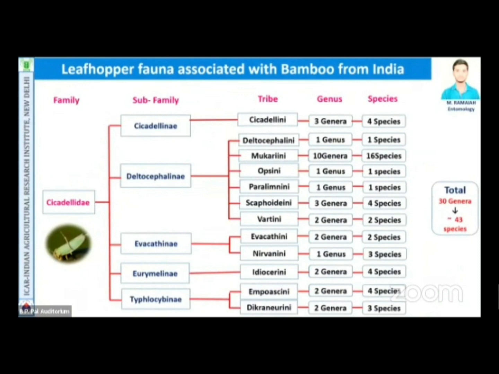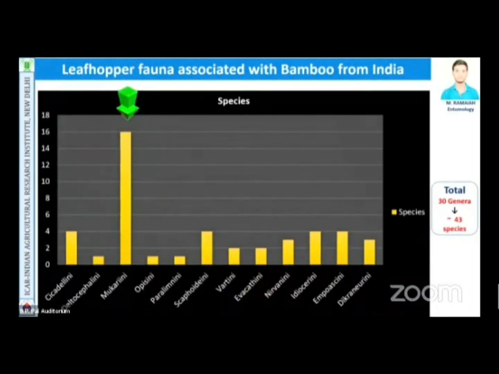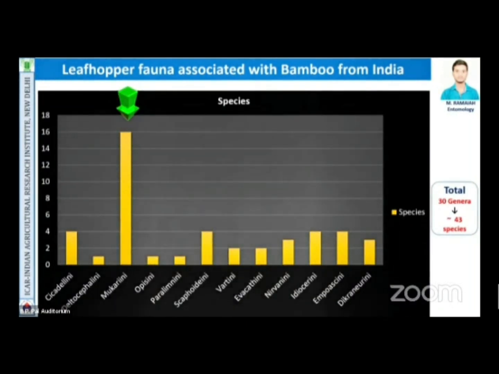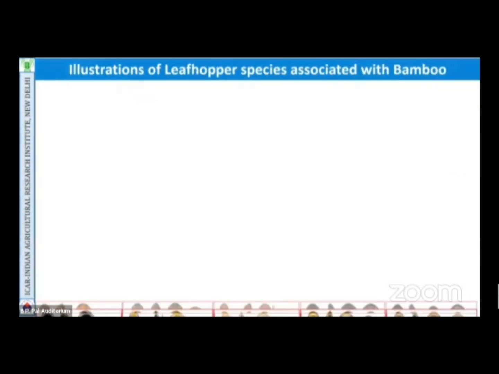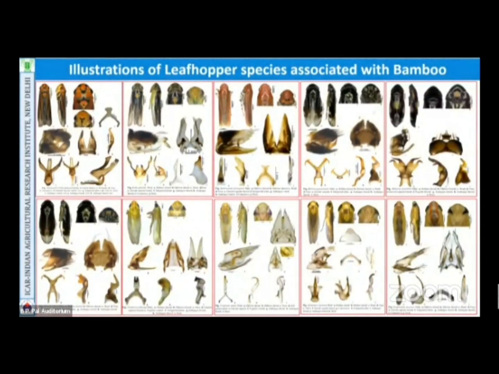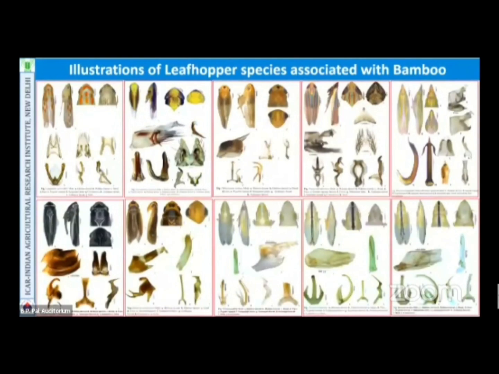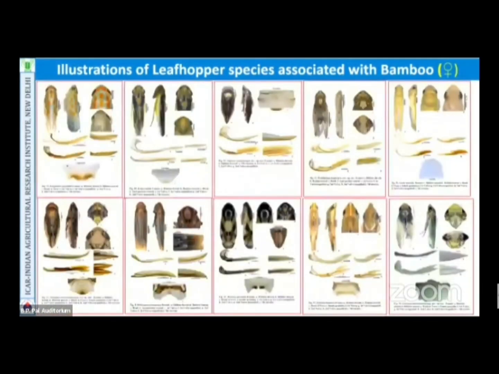So this is the overview of the leafhopper fauna associated with bamboo from my work, where we described and redescribed 43 species under 30 genera, having 5 subfamilies and 12 tribes. Within that, as I told, Mukarinae, which is exclusively feeding on bamboo, is the major pest. Here the Mukarinae show the highest percentage of pests. These are some of the illustrations of the bamboo leafhopper we described, excluding the new species and new taxa. These are some of the female leafhopper illustrations.